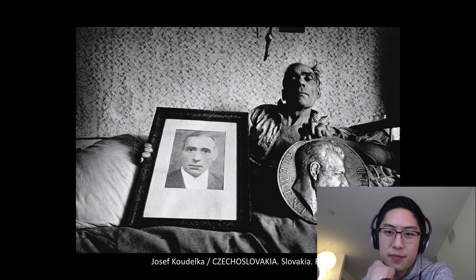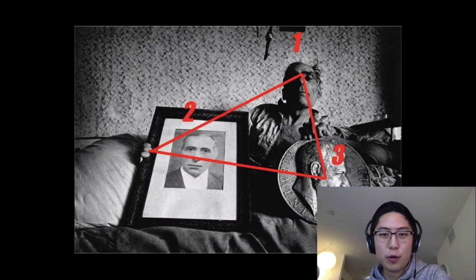Another photograph by Kudelka. Do you see the triangle here? Pretty obvious, boom. Right? But the reason I actually really love this photograph is, triangles aside, you have three different faces. You have the real face of the guy in the top right corner, and then a painted face in the bottom left corner, and then a metal face in the bottom right corner.